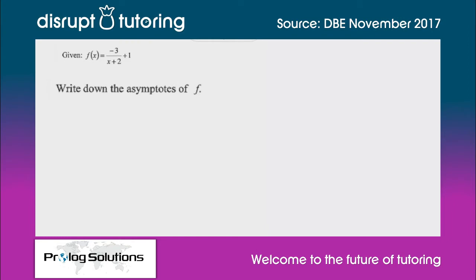Today I'm going to be taking you through a question on functions, specifically on finding the asymptotes of a hyperbola function. This was taken from the November 2017 DBE exam. So let's jump in. We're given the function f of x equals minus 3 over x plus 2 plus 1. This is a hyperbola, and because it's a hyperbola, it has two asymptotes.